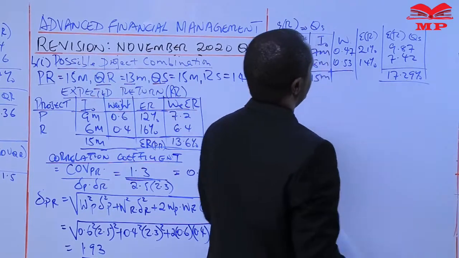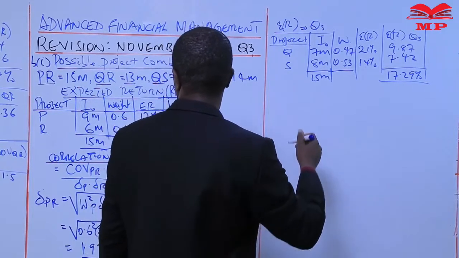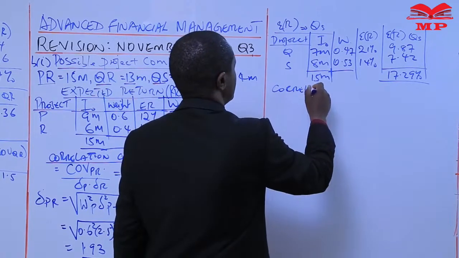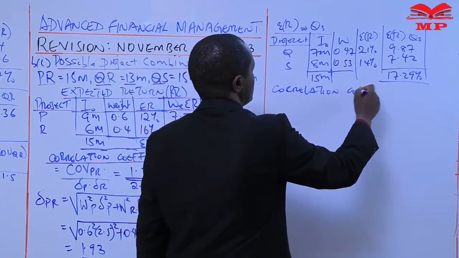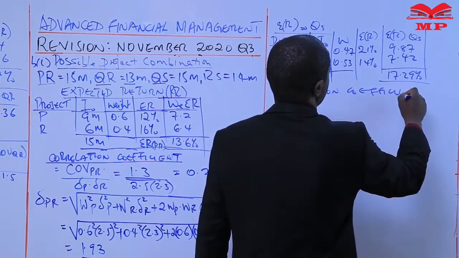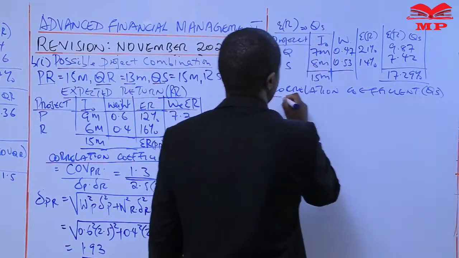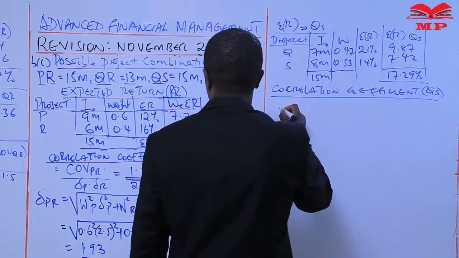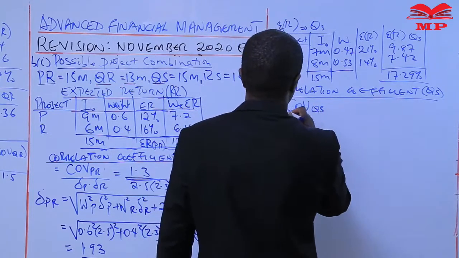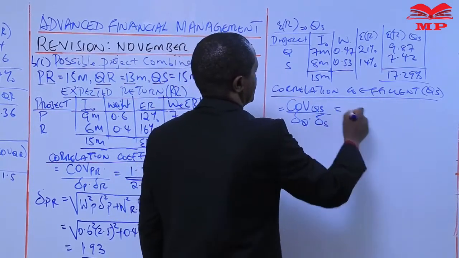17.29% is the expected return for the portfolio QS. Then we compute the correlation coefficient for the portfolio QS. We know this is equal to the covariance of QS divided by the standard deviation of Q times the standard deviation of S.